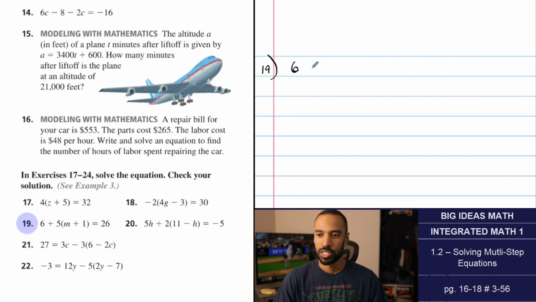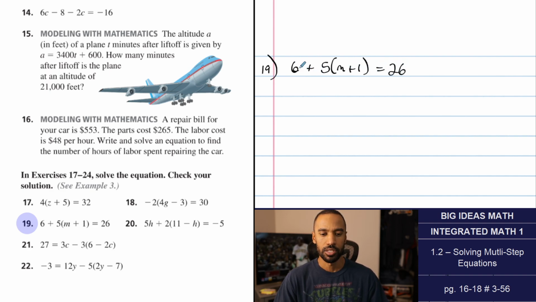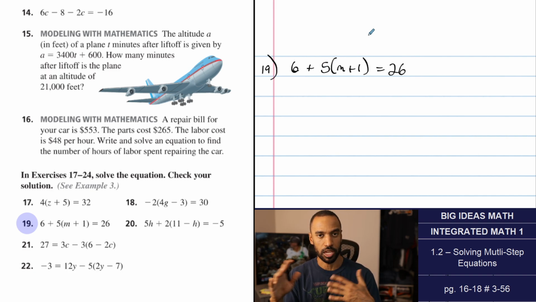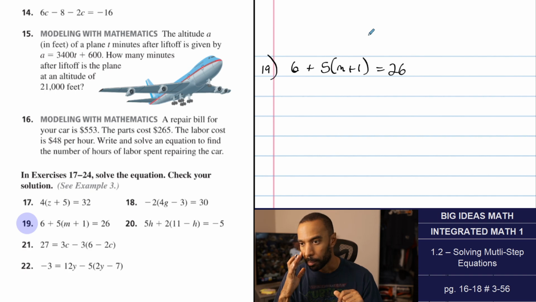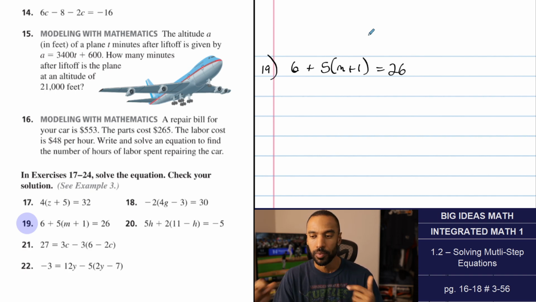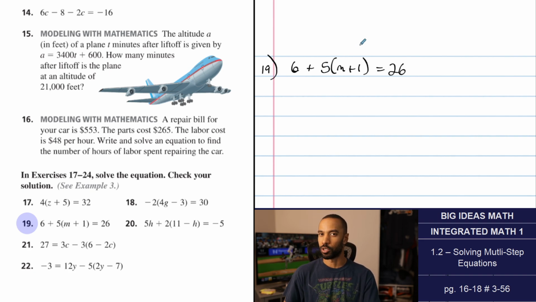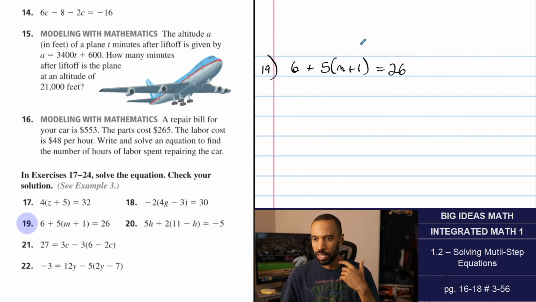Number 19. 6 plus 5 times the quantity m plus 1 equals 26. Now do not do 6 plus 5. 5 is multiplying by something. Order of operations states you do multiplication before addition. So you have options here, once again. If you can't recognize immediately that dividing by 5 will pan out for you, because I'm recognizing whether or not it can, but I'm one step ahead. If you can't recognize that, don't do the division thing.